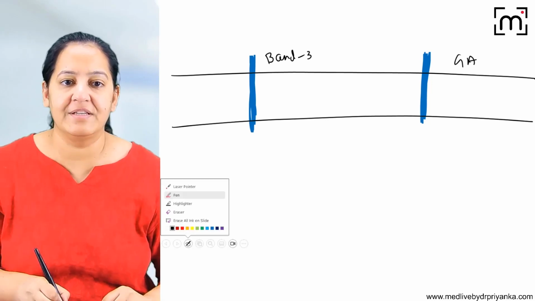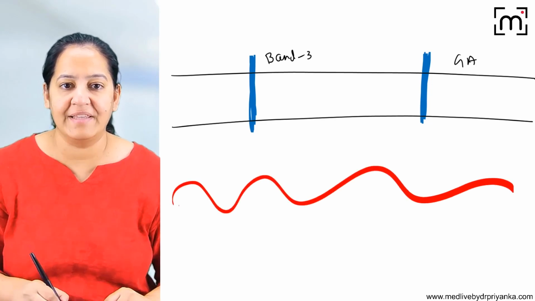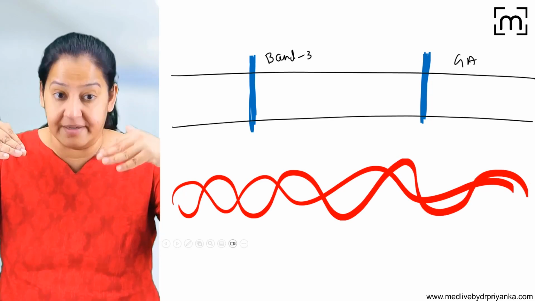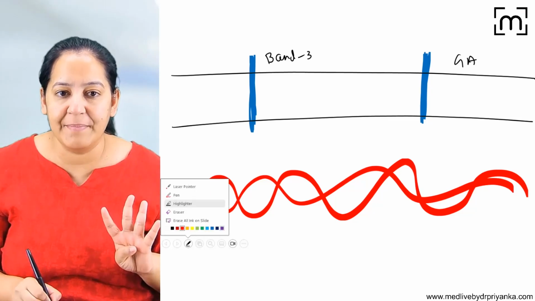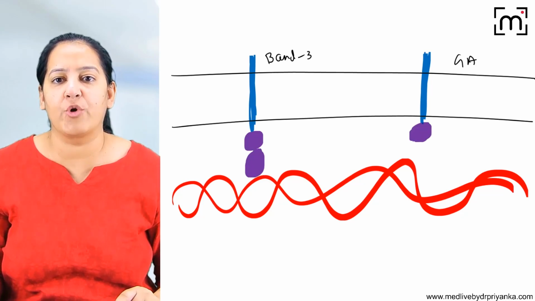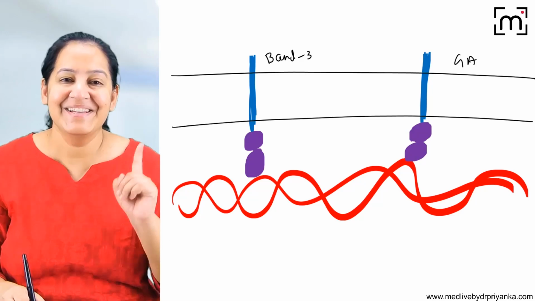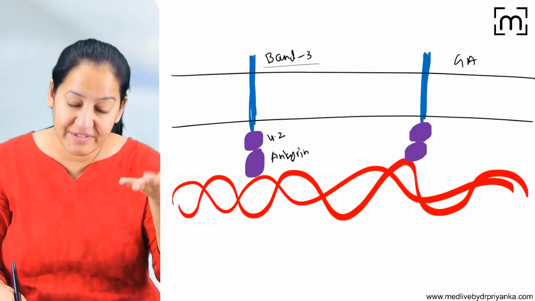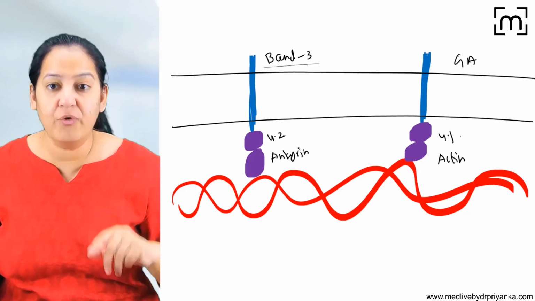Just below the cell membrane, we have two chains of spectrin, the alpha chain and the beta chain. Now I want to connect the cell membrane with the spectrin, so 4 connectors are required. Two are required here, connecting band 3 with the spectrin, and two here, connecting glycophorin A with the spectrin. Band 4.2 and ankyrin connect band 3 with the spectrin, and band 4.1 and actin connect glycophorin with the spectrin.